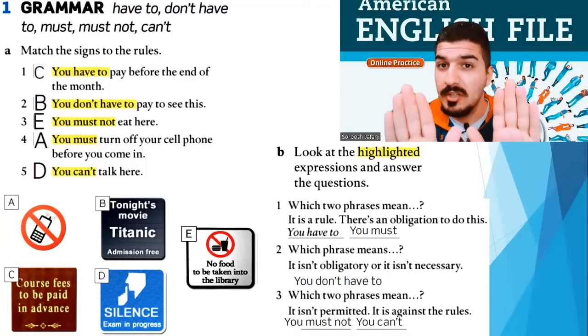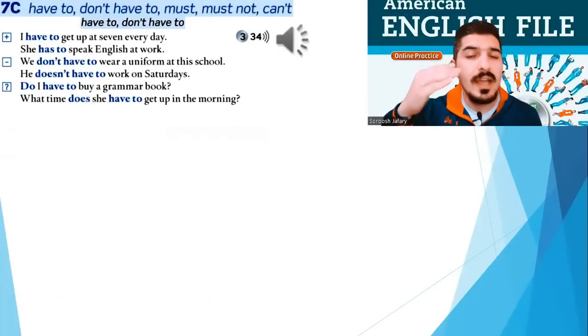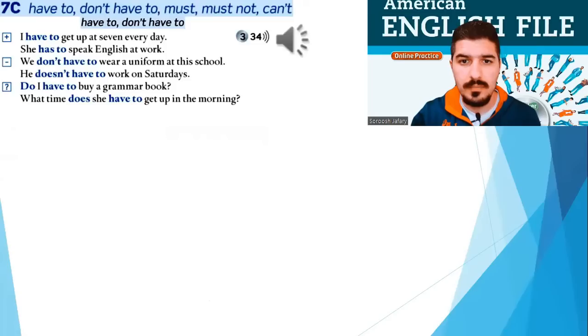But this is just the start. Follow me. Everyone, listen and practice. 3.34. I have to get up at 7 every day. She has to speak English at work. We don't have to wear a uniform at this school. He doesn't have to work on Saturdays. Do I have to buy a grammar book? What time does she have to get up in the morning?